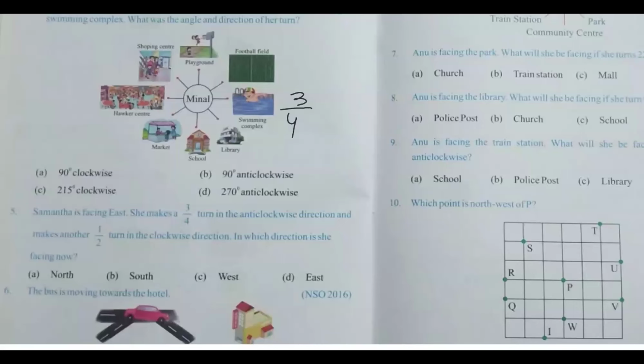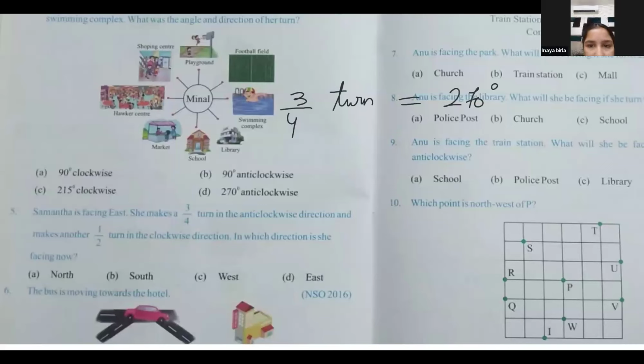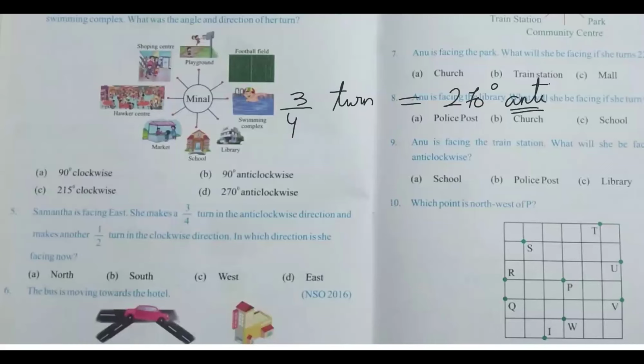So 3 by 4 of a turn means the angle turn is 270 degrees. It is given that it is a 3 by 4 turn in the anti-clockwise direction, so 270 degrees anti-clockwise. I'm just writing in short form. And then followed by one more turn, which is half a turn in the clockwise direction. Now, can you both try that? Half a turn will be how many degrees?